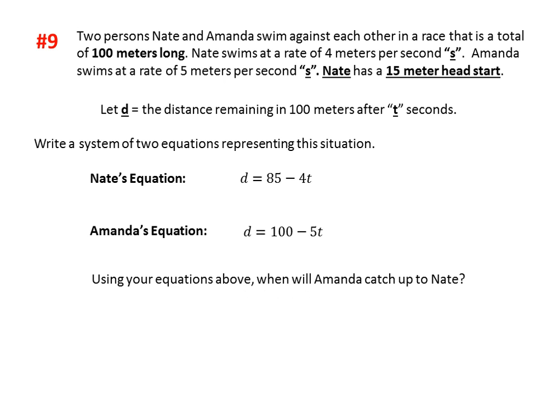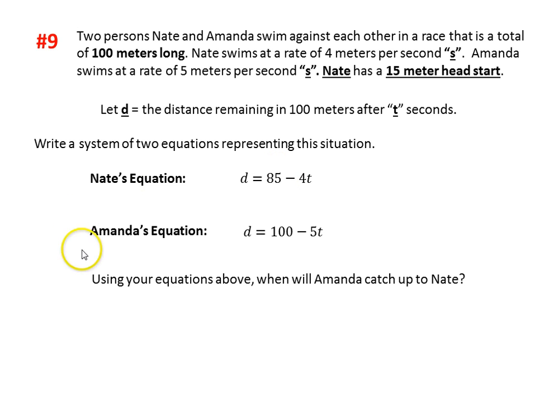So then Amanda's equation is going to be d equals 100 minus 5t. Why 100? Because Amanda's actually swimming 100 meters. Nate is not, because he has a 15-meter head start. He's going less distance. Amanda's going 100. But she's swimming at 5 meters per second, so every second she's losing 5 meters from that 100 that she is swimming. So here's Amanda's equation. So this is our system here. The D represents how many meters they have left, and then the 100 minus 5t and the 85 minus 4t represent how many meters they have left after t seconds.